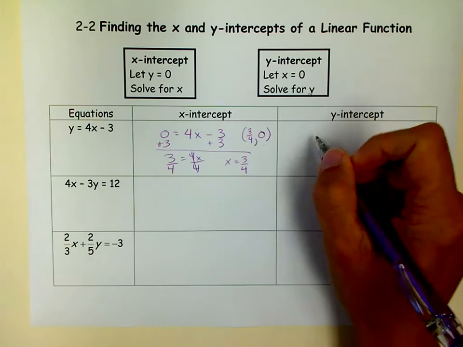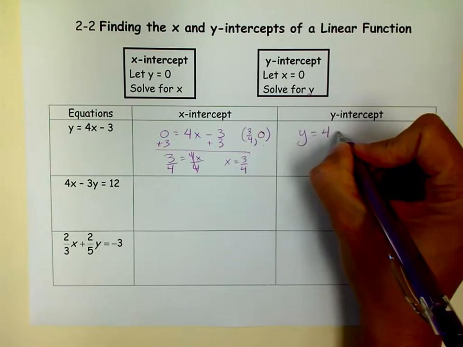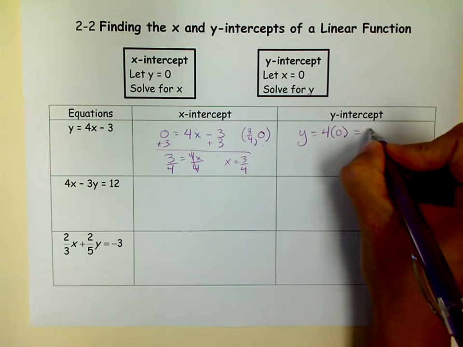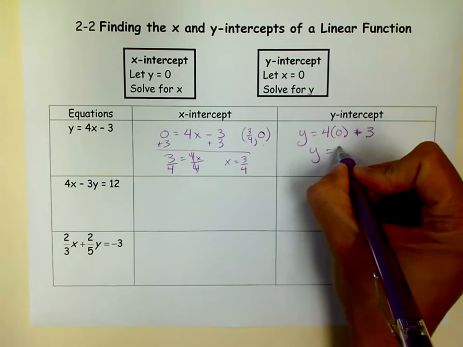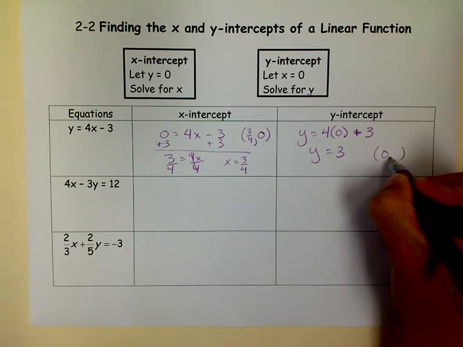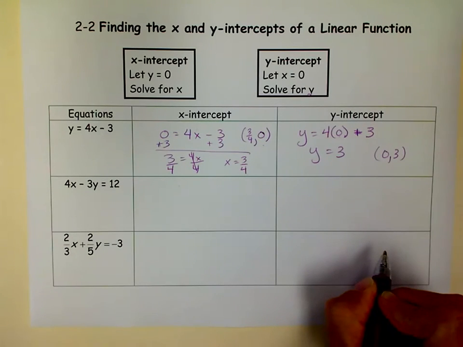To find the y-intercept of the same function, we this time put 0 in for x. Whoops, 3, so y equals 3. And again, if you wanted your coordinates, it would be 0, 3.